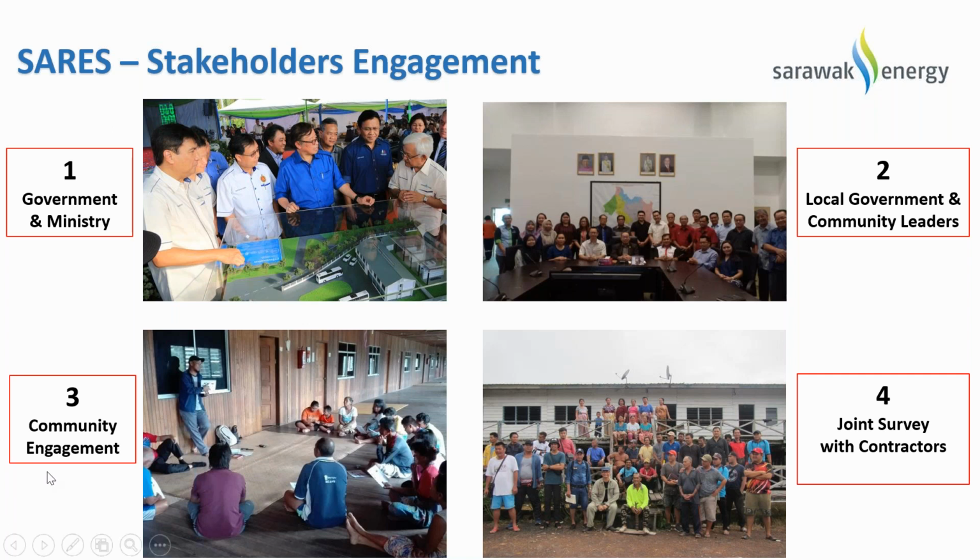And the third step in our implementation process is the community engagement. This is the most crucial part of the implementation because we need to have the buy-in or the approval from the community before we can implement the project. One of the major issues that we need to resolve or to settle is in terms of the land that is required for the installation of the solar farm.